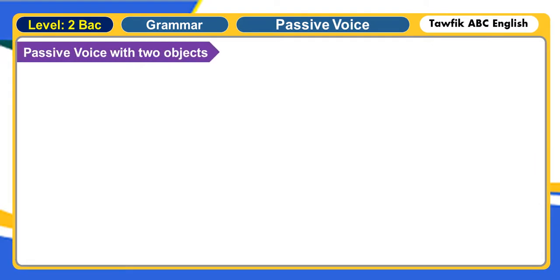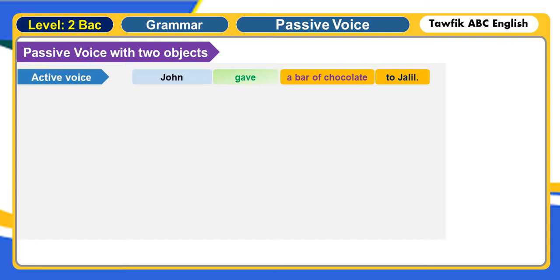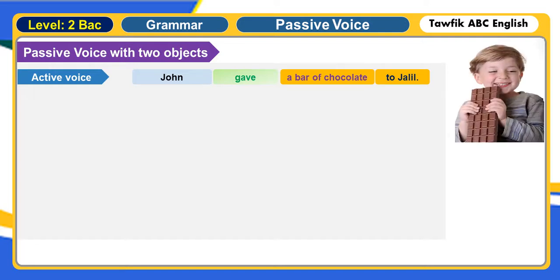Now we have passive voice with two objects. Passive voice with two objects. الحالة اللي تيكون عندي فيها جوج ديال الجملة اللي فيها جوج ديال objects. For example, John gave a bar of chocolate to Jalil. So here John is a subject, gave verb, a bar of chocolate indirect object, Jalil direct object. هاد الجملة كيكون عندها جوج ديال لي passive voice، جوج ديال الحالات باش يمكن لنا نكتبوها. Is that right?